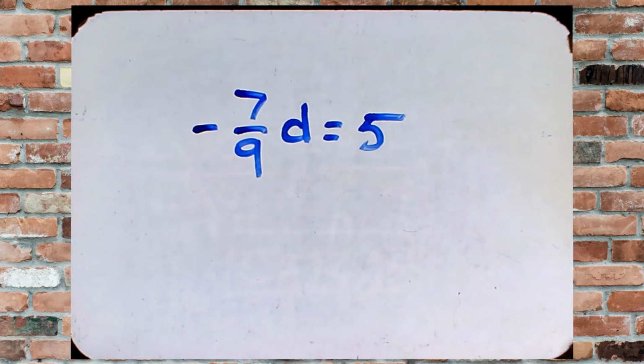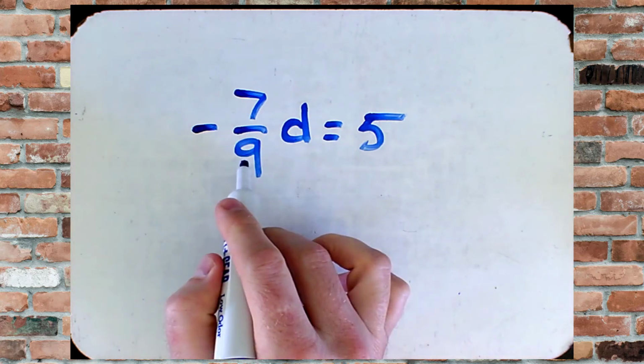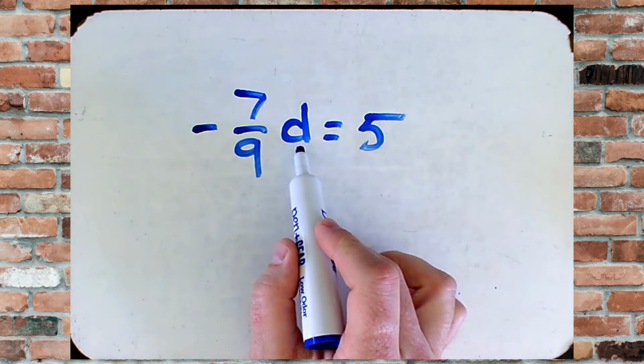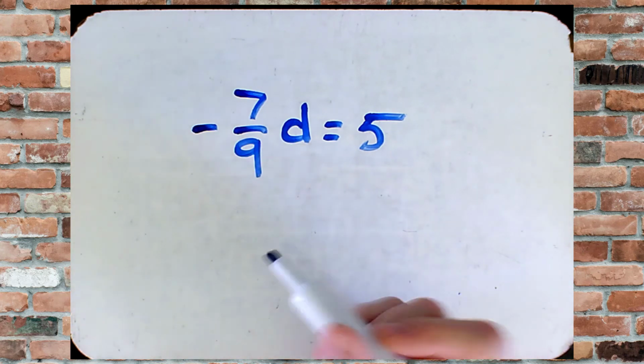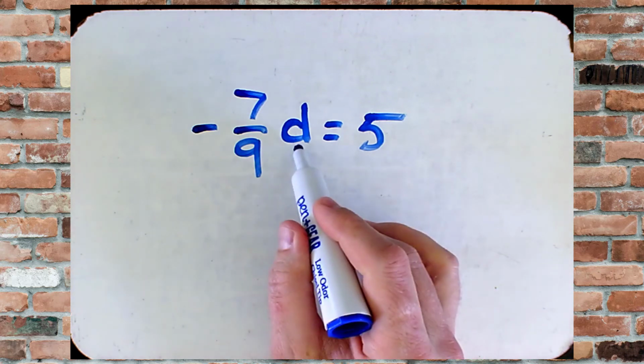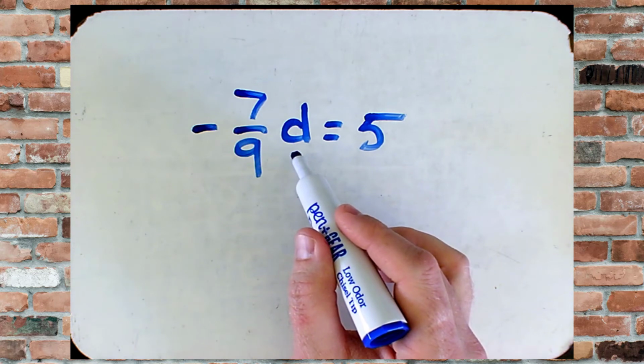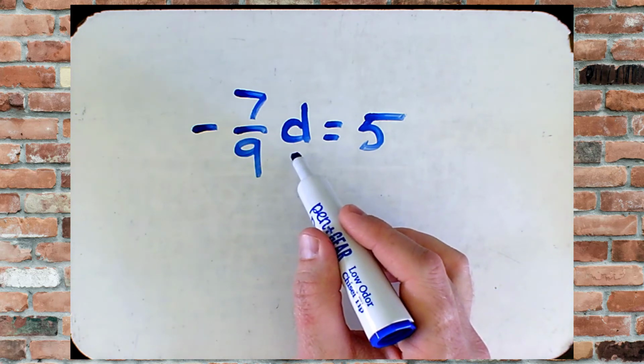For our final example problem, let's look at one where we have a rational coefficient that is a fraction. Here our rational coefficient is -7/9, and it's being multiplied with d. Now, in our previous problems, we used the division property of equality to get our variable by itself. However, when we're dealing with fractions, we do things a little bit differently.